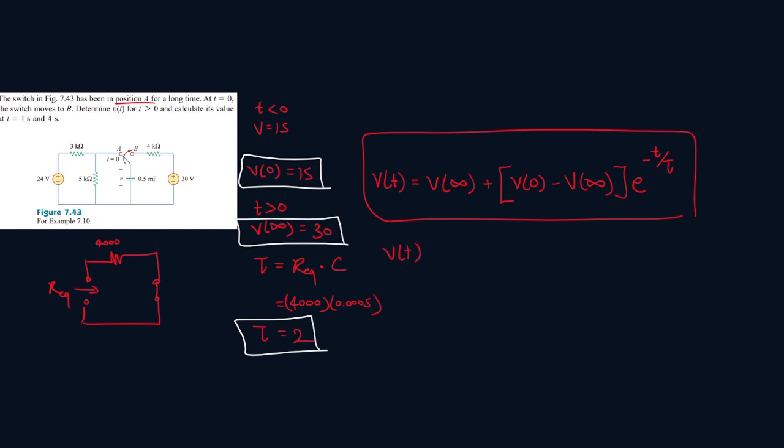So V of t is equal to V infinity, which is 30, plus V of 0, which is 15, minus 30, times e to the power of minus t over the time constant 2. So it'll be 30 minus 15 e to the minus 0.5t. And this is in volts. And this is your final answer.